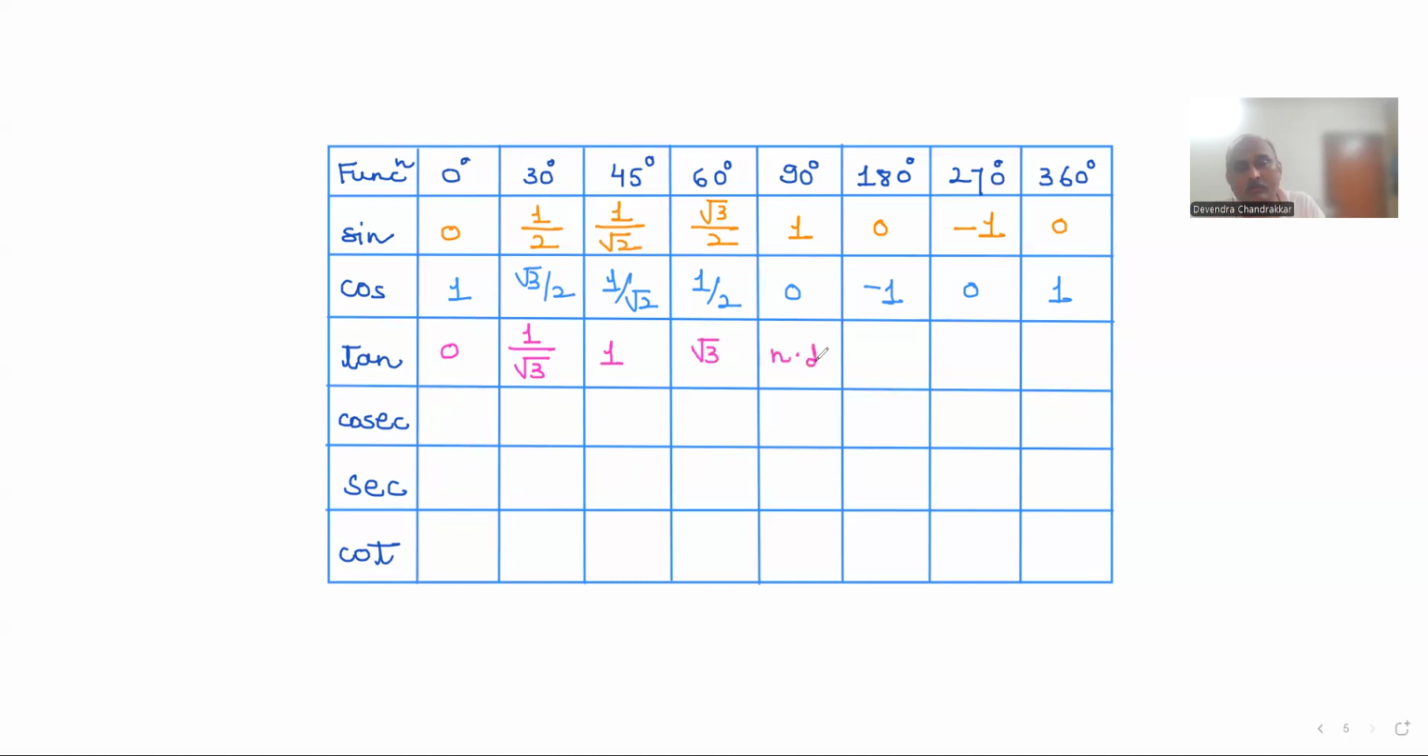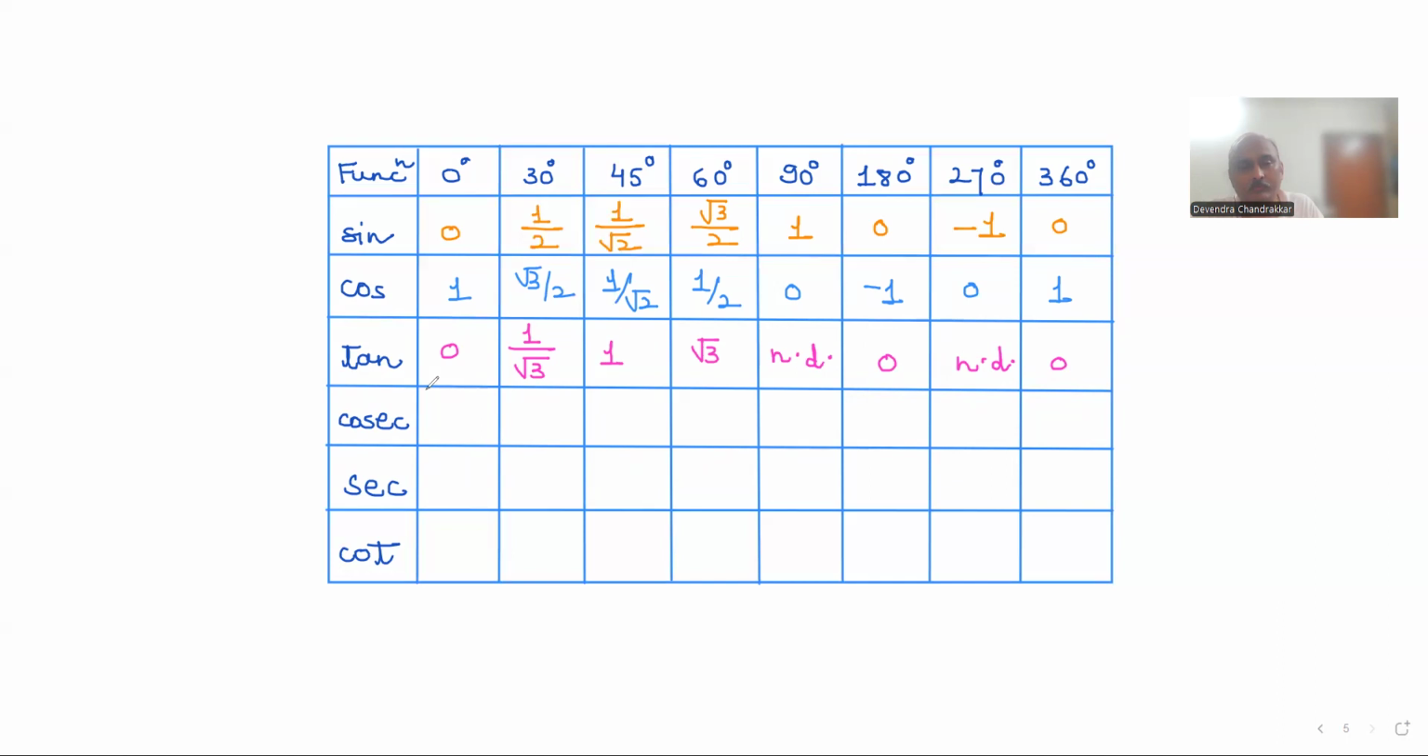This is not defined because it's 1 upon 0. When in any fraction 0 is there in the denominator, it is not defined. This is 0. This is not defined. And this is 0. Cosec is 1 upon sine.